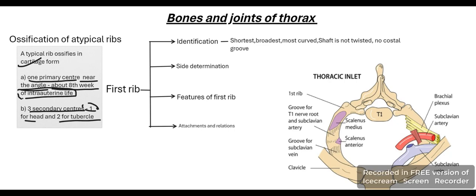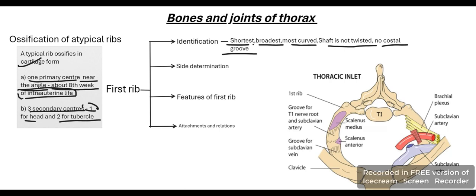Now, for the first rib, there are four different categories we are going to study. The first is the identification, then side determination, features of the rib, and attachments and relations. So, how to identify the first rib? It is the shortest, broadest, most curved, the shaft is not twisted, and there is no costal groove.